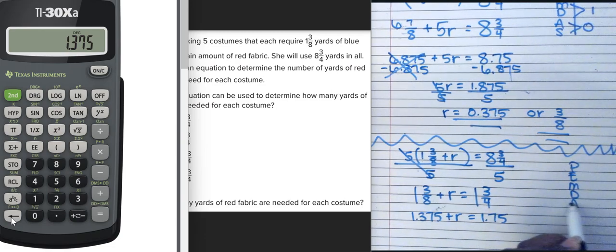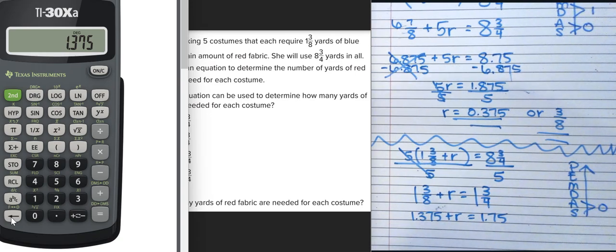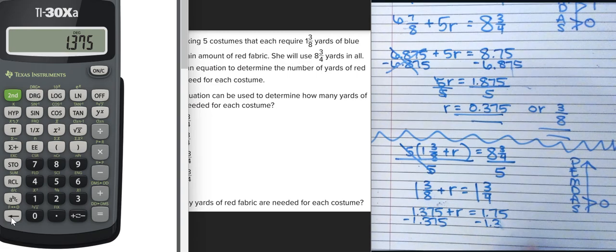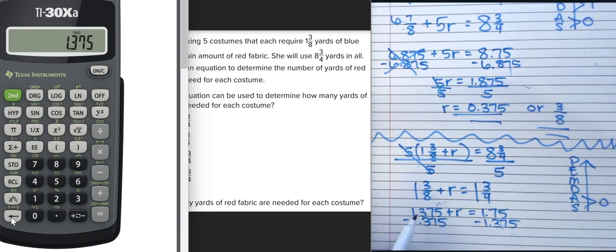So remember, I'm going to still use PEMDAS, but in reverse order. And of course, if you're adding or subtracting, you want the value on the side with the variable to become a 0. So this is a positive 1 and 375 thousandths. I'm going to subtract that out. So 1.375 from both sides, minus 1.375. All right. So what we're left with is r is going to be equal to 0.375. So same answer we got before.